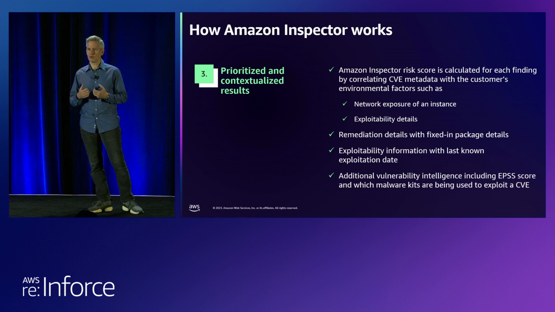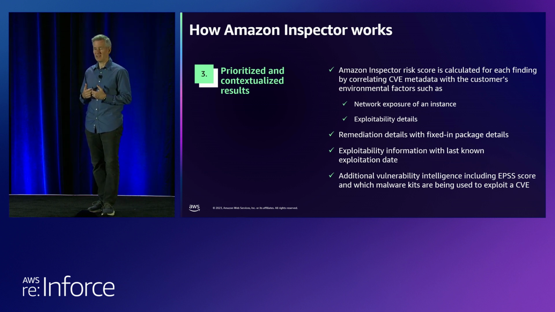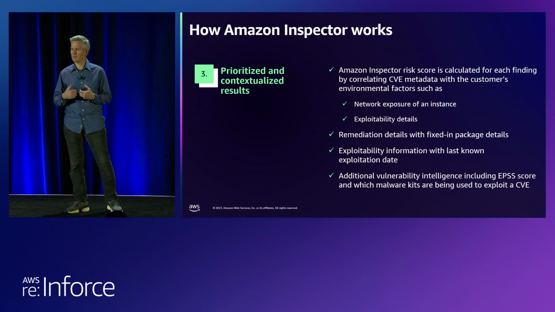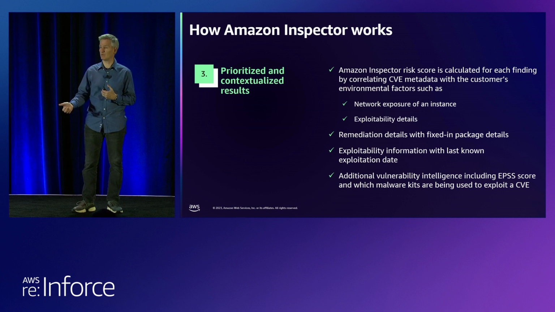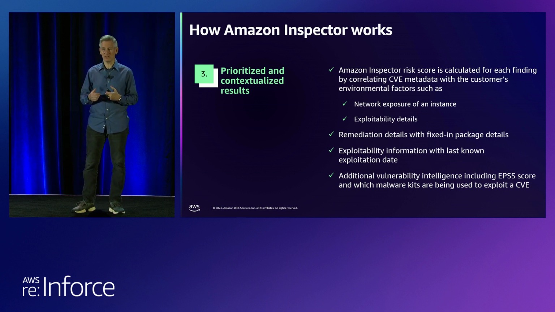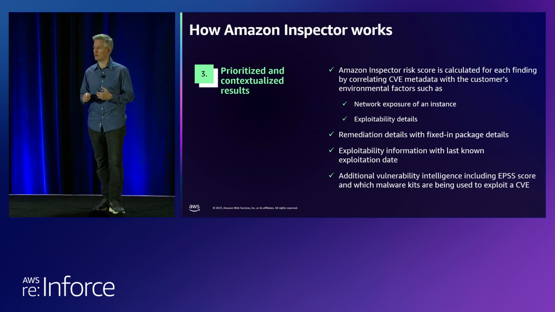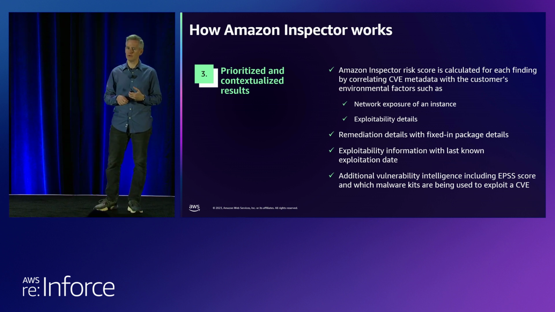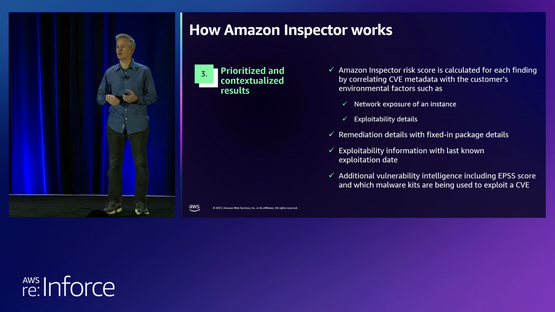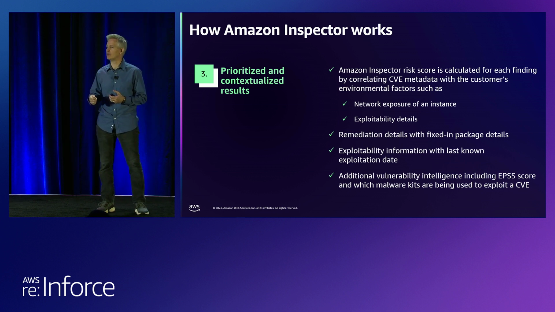If that vulnerability doesn't have an exploit that's known in the wild, that may be less important. If it does have one that's known in the wild and that EC2 instance is exposed, that really probably makes that vulnerability much more important. And we do that work for you, and we provide you with an Inspector score, so at a glance you can figure out, okay, where do I start? What's the really important thing for me?